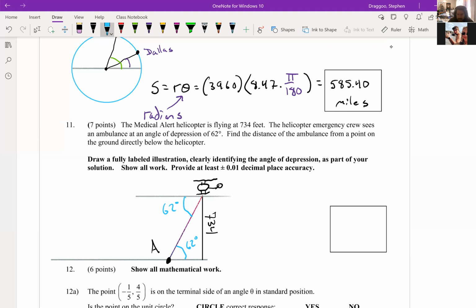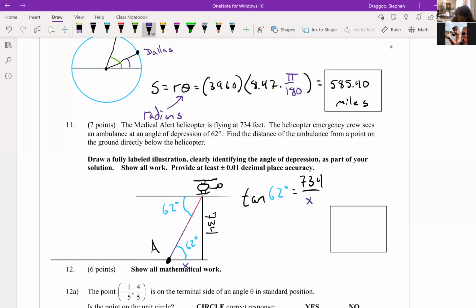Cool. So now that we have a beautifully drawn diagram, we've got to actually solve the problem. The thing we're looking for is the distance down here. I'll just call it X. The distance from the ambulance to a point on the ground that's directly below the helicopter. So looking at the triangle in this diagram, I have a 62-degree angle. I know the opposite side is 734, and I'm looking for the adjacent side. So if I want to relate opposite and adjacent together, that means I need tangent. So tangent of 62 degrees is equal to 734 over x.